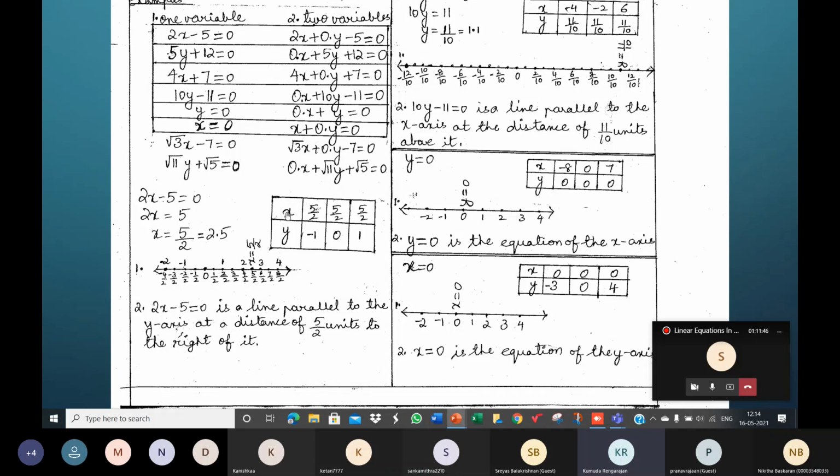That is what you see in the table here. x is always 5 by 2, irrespective of the value of y. You give any value for y. Now when you're making a graph, there are some limitations, correct? So we choose smaller values like this. So when y is 0, x is 5 by 2. When y is minus 1, x is 5 by 2. When y is 1, x is 5 by 2.